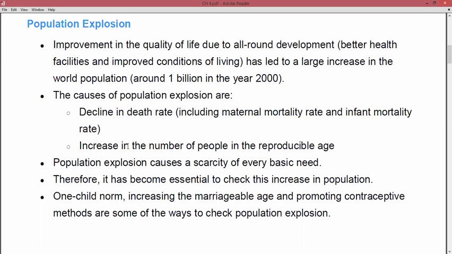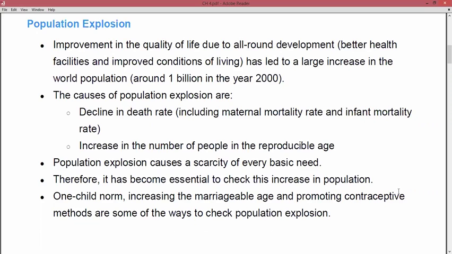Now, population explosion causes a scarcity of every basic need. Now, what does a person need, right? So the basic needs of a person are home, that is shelter, food, and clothes, right? So these are the three basic needs. So if the population increases, there will definitely be scarcity, a decrease in the basic needs will be observed, right? So the more the population, the less the basic needs. Therefore it has become essential to check this increase in population.